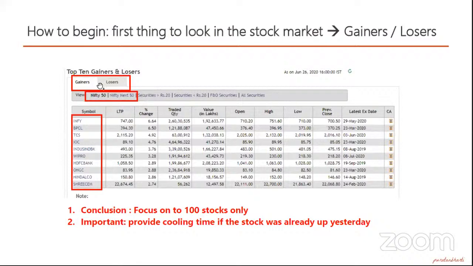So you want to look at who are the top 10 gainers. But if you have a different strategy, you may also look at which are the top losers, because if those top losers are there, maybe they have an opportunity to come back again.